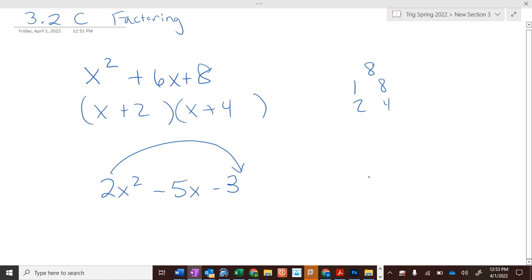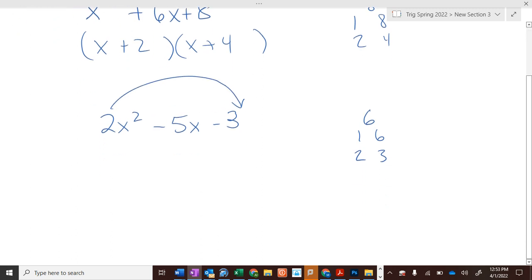2 times 3 is 6. What are the factors of 6? 1 and 6, or 2 and 3. Now, we need factors of 6 that add up to negative 5, but they have to have opposite signs. See how we have a negative 3 there? We have opposite signs. Which have opposite signs that add up to negative 5? 1 and negative 6. So then we rewrite this. See how it's 2x squared? We're going to write this as 2x plus 1 and then 2x minus 6. Okay? This is the wheel method.